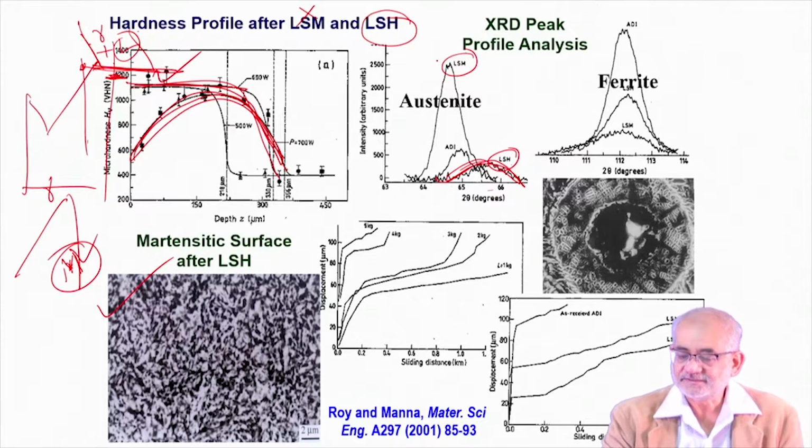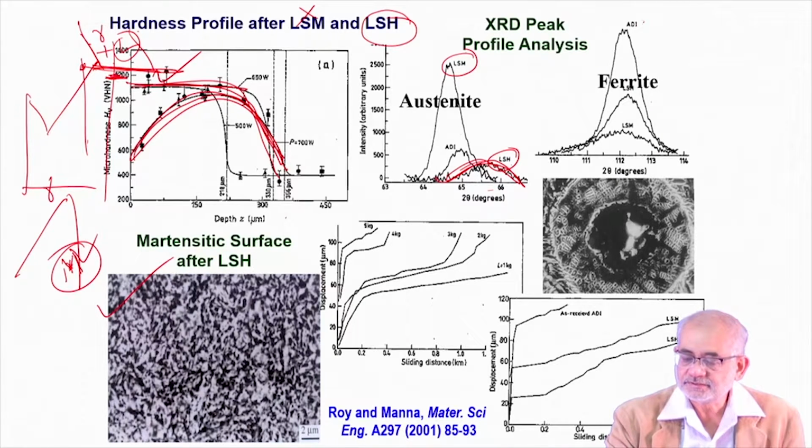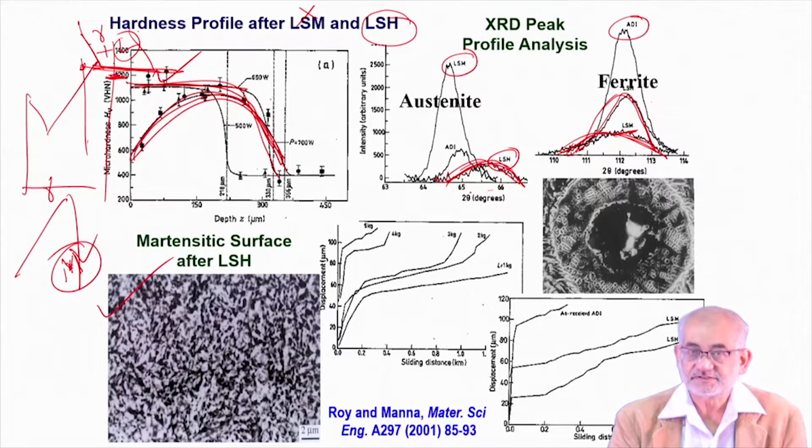On the other hand, if you look at the ferrite peak, then in the normal condition of austempered ductile iron, you have a large ferrite volume fraction, and the area under the peak is larger. In the case of surface melting, this is much smaller. So when you have surface melted, ferrite is low and austenite is high. After hardening, the volume fraction of ferrite is much higher and the volume fraction of austenite is much lower.